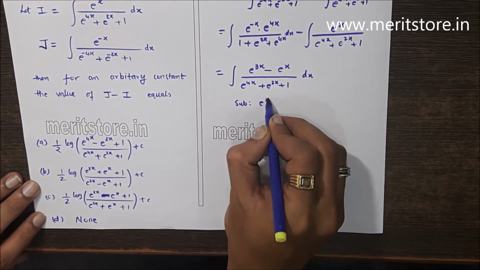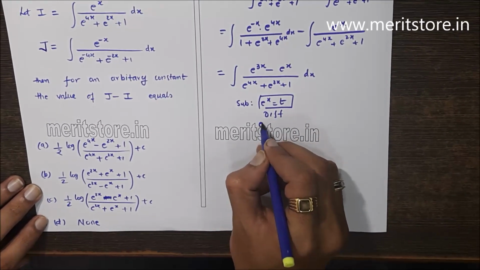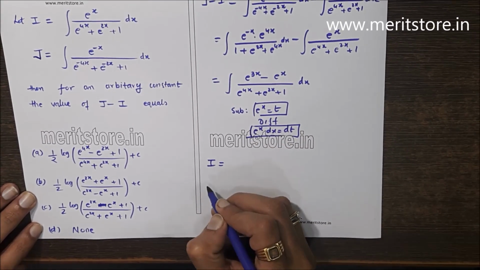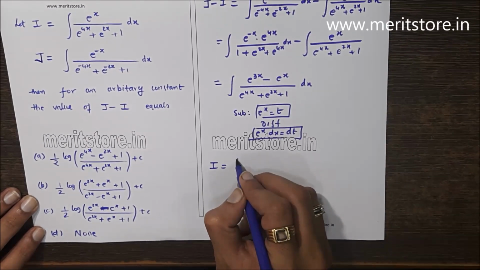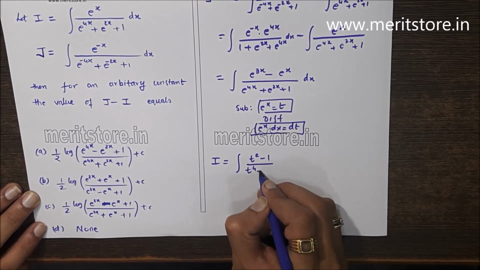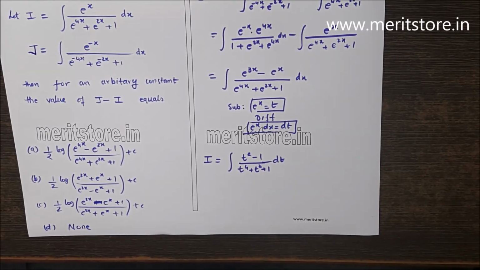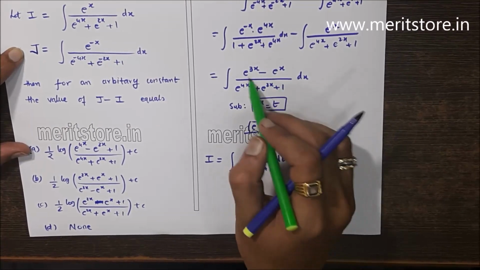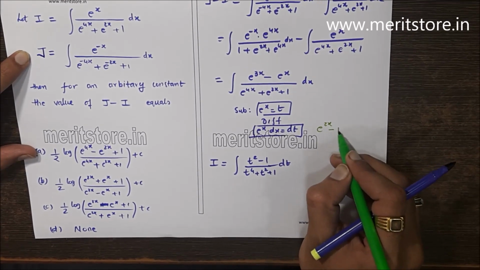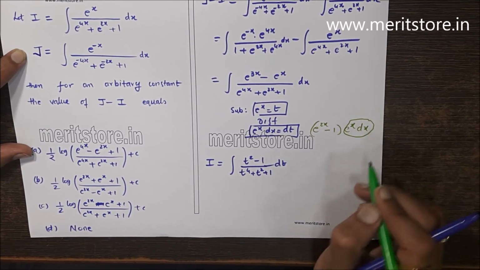Substituting e raised to x equal to t, differentiating after this, we'll get e raised to x dx is equal to dt. The integral will now convert to the integral of t square minus 1 upon t raised to 4 plus t square plus 1 dt. Observe what we have done here: e raised to 3x has been written as e raised to 2x into e raised to x dx, so that this term has become our dt in this step.